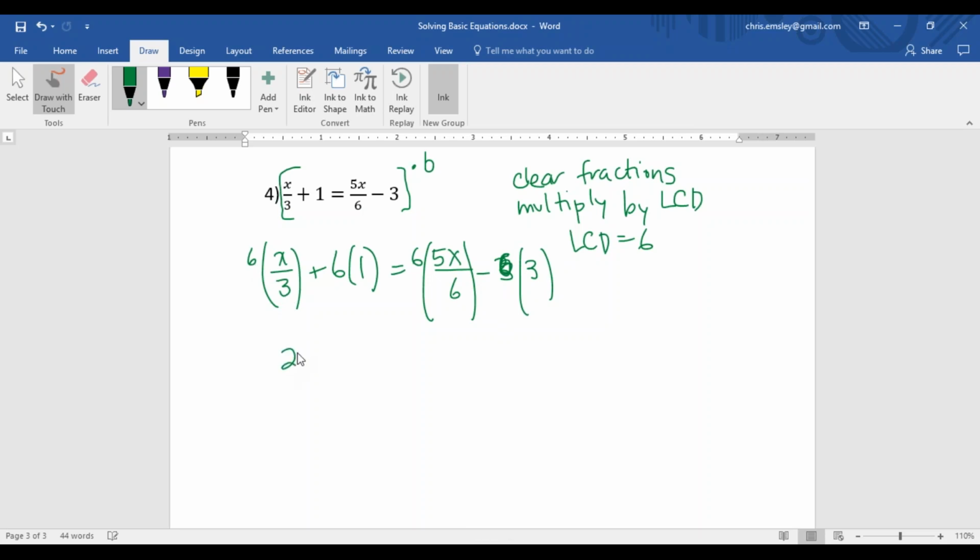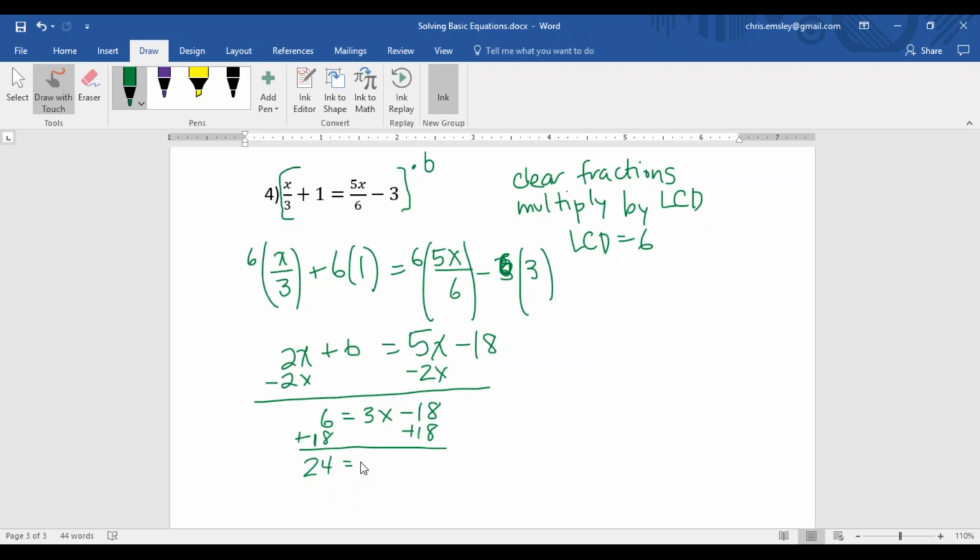6 divided by 3 gives me 2x. That denominator goes away. It cancels with that 6. 6 times 1. Here the 6's cancel completely. We get 5x minus 18. Now we've got a much easier equation to solve here. All we have to do is move our x's over, and then move our constants over, and finally divide both sides by 3. We end up with x equals 8.